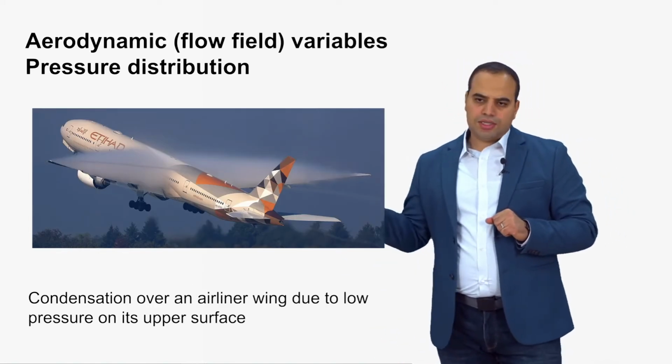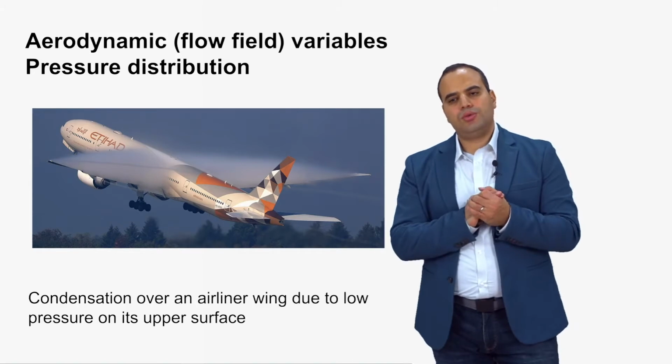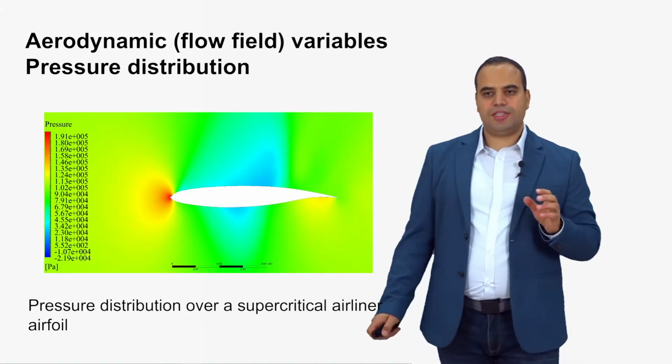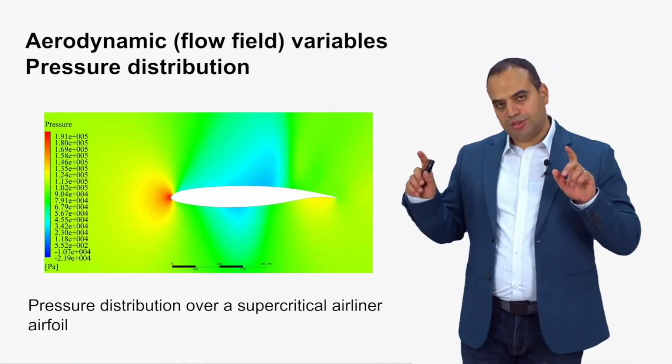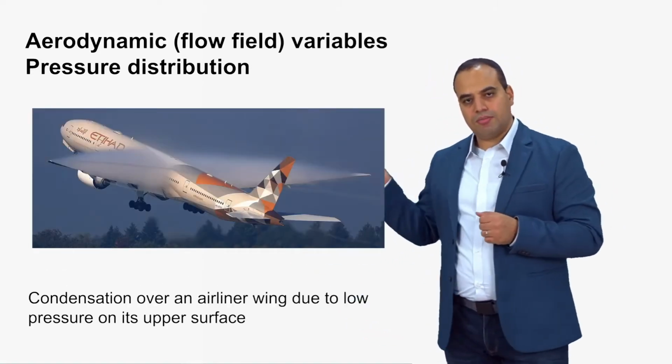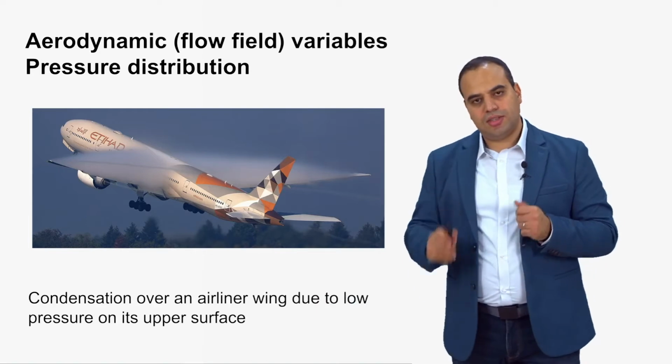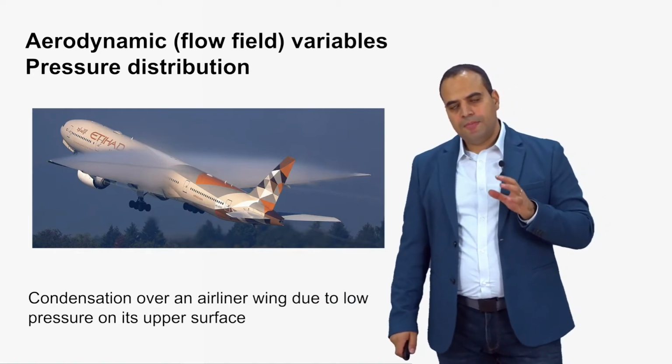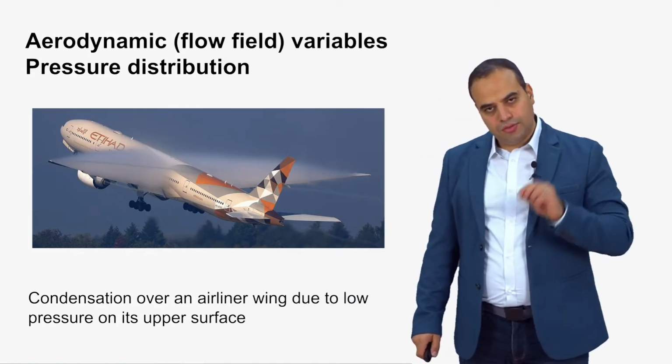And you can see this condensation over an airliner wing due to low pressure on its upper surface. So if this is just computer graphics, if you like, this is the real lift and how it is generated. You can see the cloud over the wing. That's just how much low pressure there is. So you can see it doesn't have to be on the surface of the wing itself.